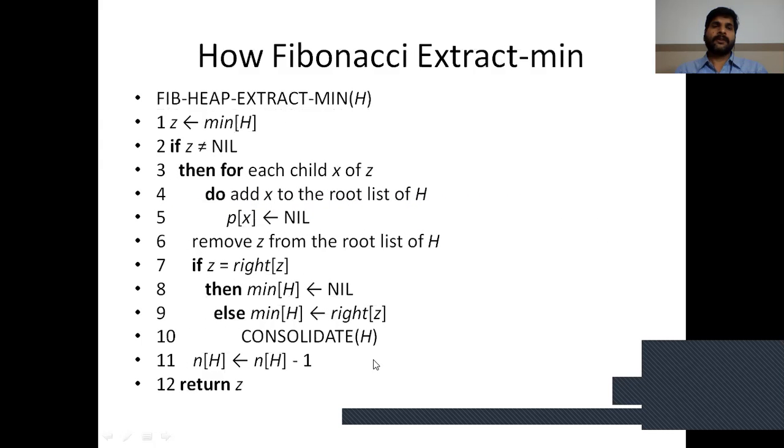So how does Fibonacci extract min work, after the union? For extraction, the value of min H is assigned to z. If z is not equal to nil, then extraction is possible. Then for each child x of z, add x to the root list of H and set parent of x to nil. Remove z from the root list of H. If z equals right of z, then min H equals nil; otherwise min H equals right of z, then consolidate H, and n H equals n H minus 1 and return z.